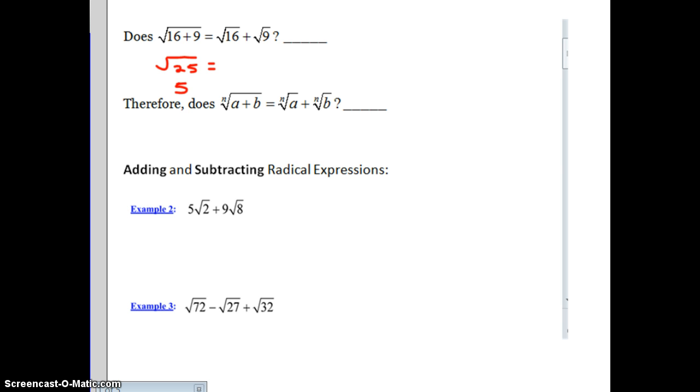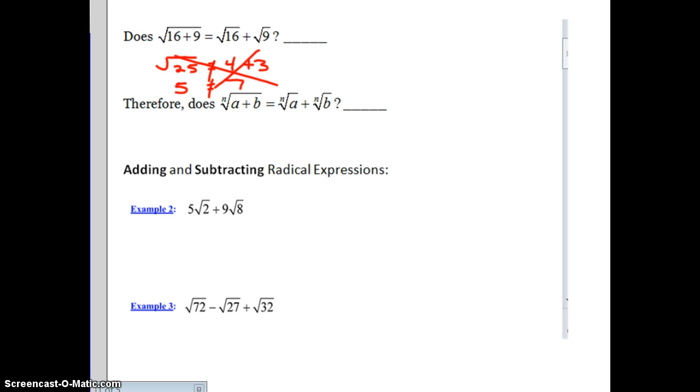Over on the right side, we have the square root of 16 plus the square root of 9. The square root of 16 is 4. The square root of 9 is 3. 4 plus 3 equals 7. Does 5 equal 7? No, that's a false statement.